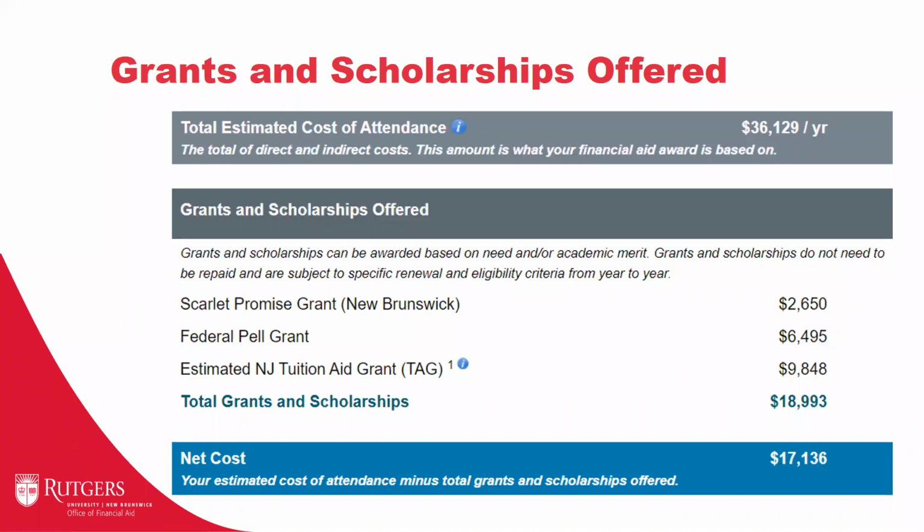And so here at the bottom, you have the net cost. So the net cost is basically when we subtract the grants and scholarships offered from the cost of attendance. So at the top, we'll have the cost of attendance. We subtract the grants and scholarships offered, and then at the bottom, you will see the net cost. So this is the amount of the budget that is not covered by scholarships and grants.